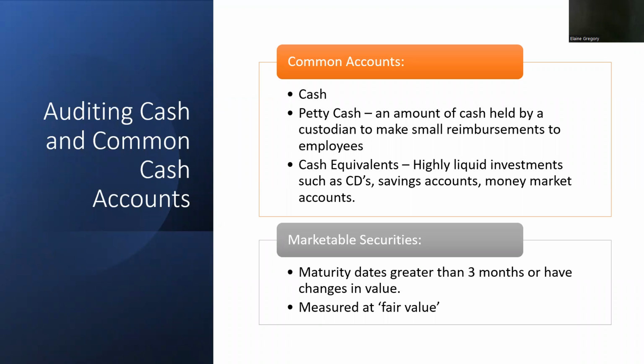So when we look at cash, we usually look at cash and cash equivalents. We will have our normal cash account. We will sometimes, most companies have them, have what we call a petty cash account, which is actual cash that is held by a custodian within the company, and it's used to make small reimbursements to employees.